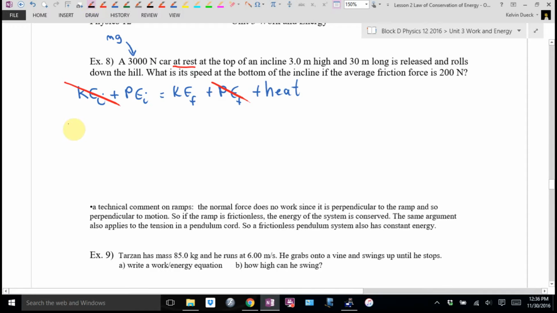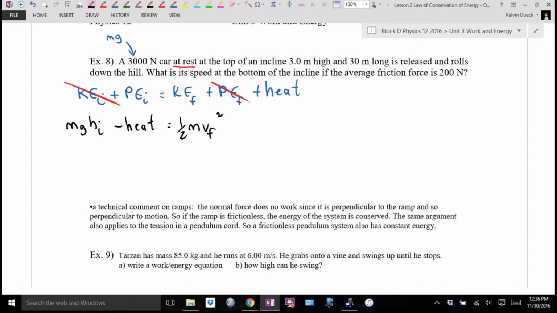So I'm going to get mgh initial, there's potential energy initial, minus heat equals a half mv final squared. Now, heat is not 200 because this is newtons. This is a force. How would I get the VF by itself? I think I'll divide by a half m and then square root. You okay with that? So let's write that.